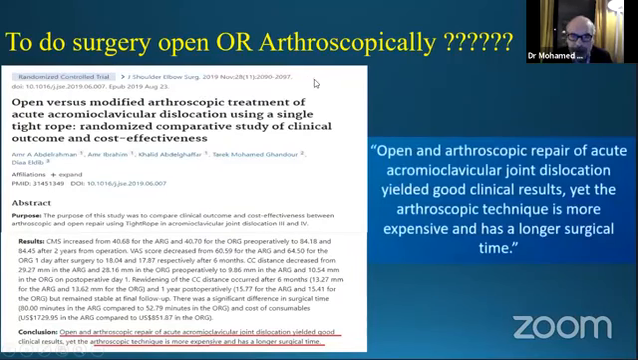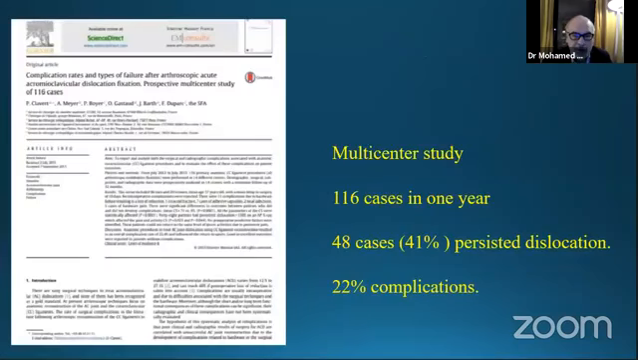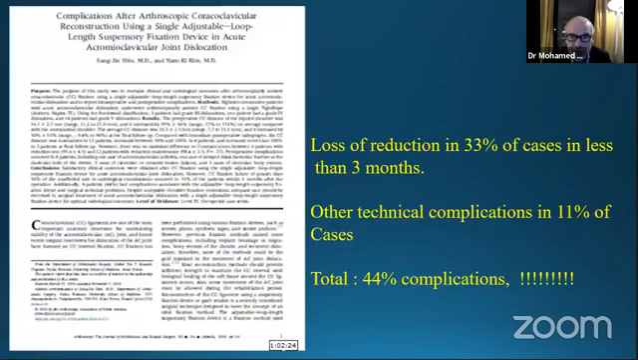Doing surgery open or arthroscopically is also a matter of controversy and debate. Open and arthroscopic repair of acromioclavicular joint dislocation yield good clinical results. Both of them yield good clinical results, but it needs an expert surgeon, it is expensive, and it needs a longer learning curve. This is a multi-center study, 116 cases in 1 year. 48 cases had persistent dislocation, 22% complications. Loss of reduction in 33 cases, 33%, and other technical complications in 190 cases, and totally 44% complications. So we can say that to do it arthroscopically, you should master the technique of arthroscopy and you should master the technique of open surgery.